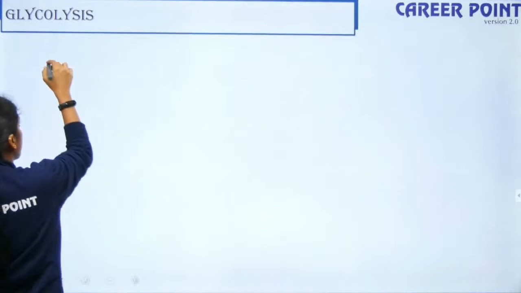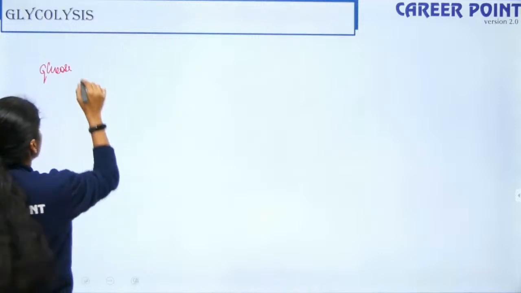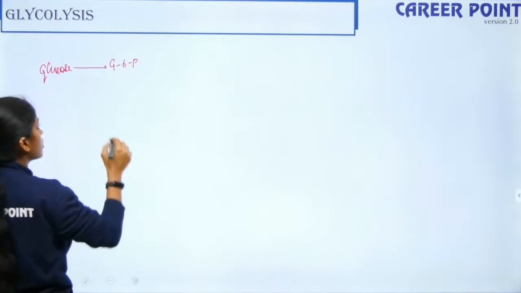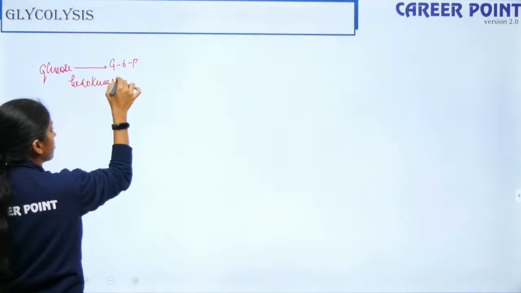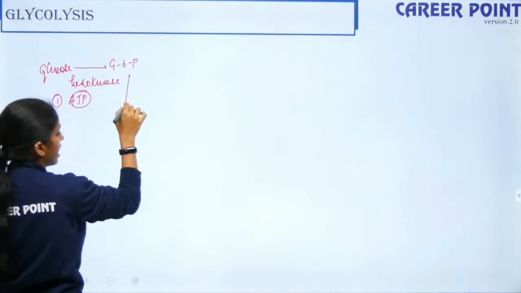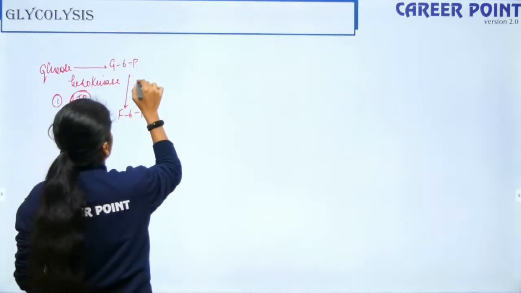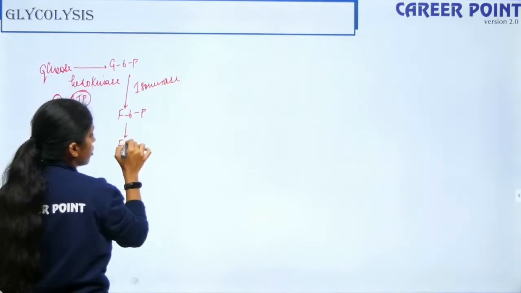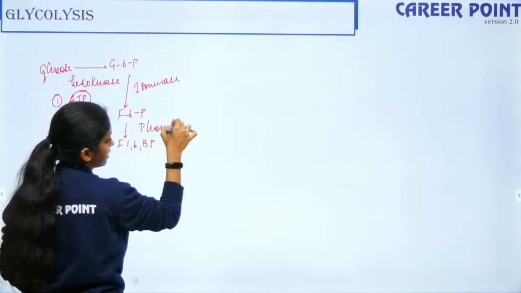So what are the things that you will remember? Glucose being broken down into pyruvic acid is a 10-step reaction. First, glucose is converted into glucose 6-phosphate by hexokinase, and here one ATP molecule is utilized. Then it is converted into fructose 6-phosphate, where the enzyme is isomerase. Then fructose 6-phosphate to fructose 1,6-bisphosphate is done by phosphofructokinase.